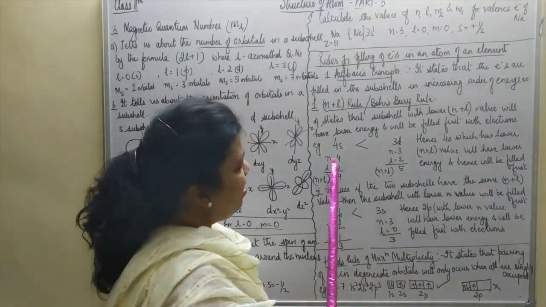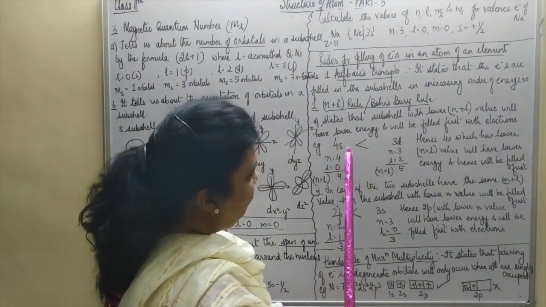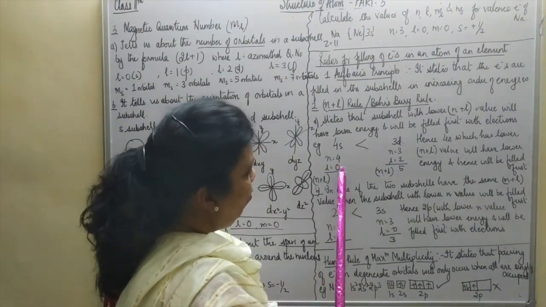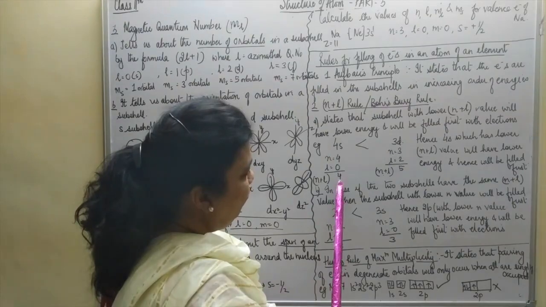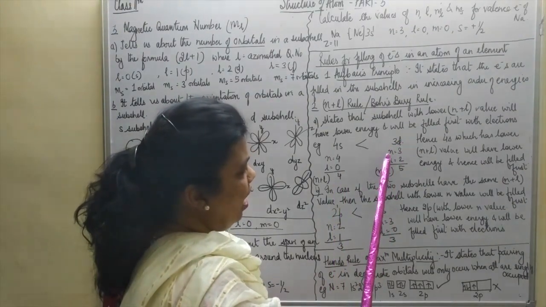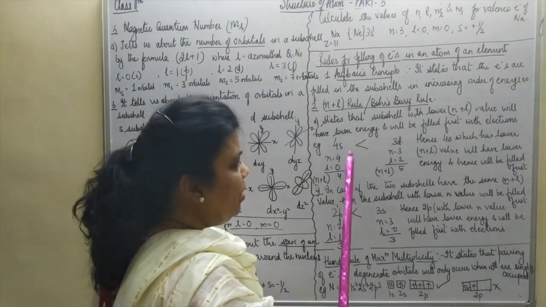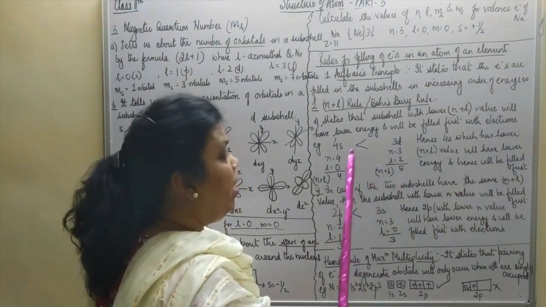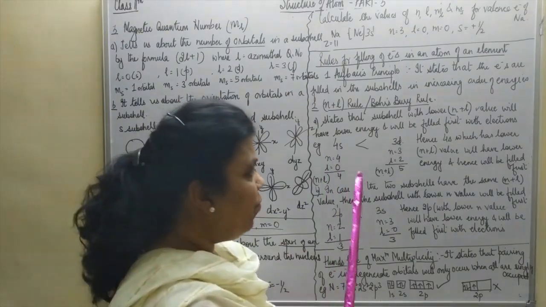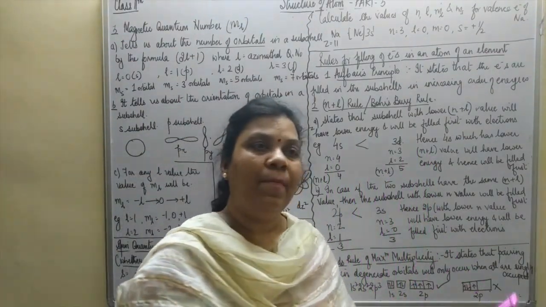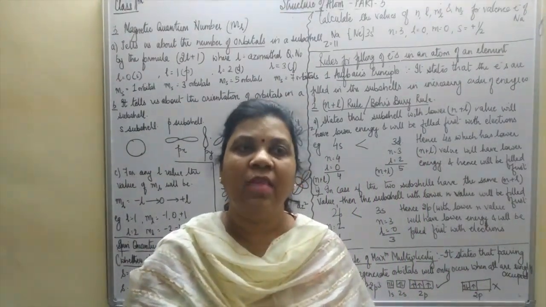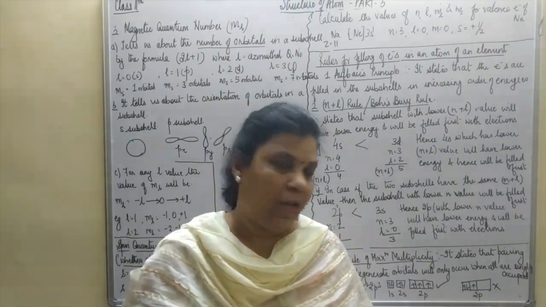For 4s, n is 4, l is 0, because for s subshell l is always 0. So n plus l comes out to be 4. But for 3d, n is 3, l is 2, n plus l comes out to be 5. That means for 4s subshell, the n plus l value is lower, so 4s will have less energy than 3d and hence will be filled first with electrons.